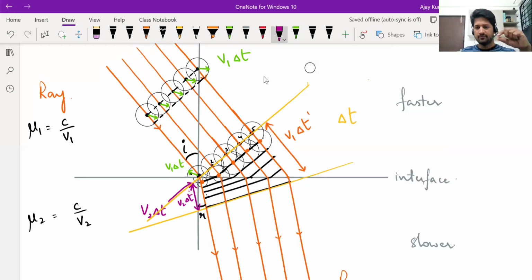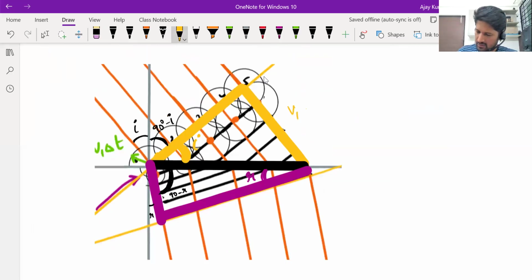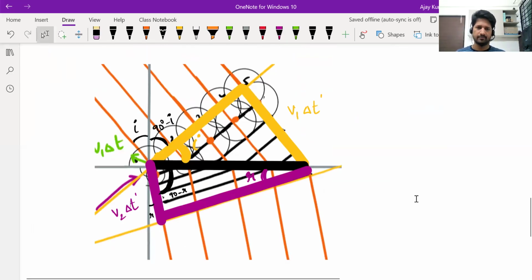So this is a set of waves, right? From the moment the first wave changes its direction, to the moment the last wave changes its direction, the interval I'm taking is delta t dash. So in that time delta t dash, in the first medium, the waves would travel v1 delta t dash. In the second medium, they would travel v2 delta t dash. So in this triangle, this side is v1 delta t dash, and this side is v2 delta t dash. That's the amount of time taken for the light to completely enter into the second medium. And these two triangles have a common side.